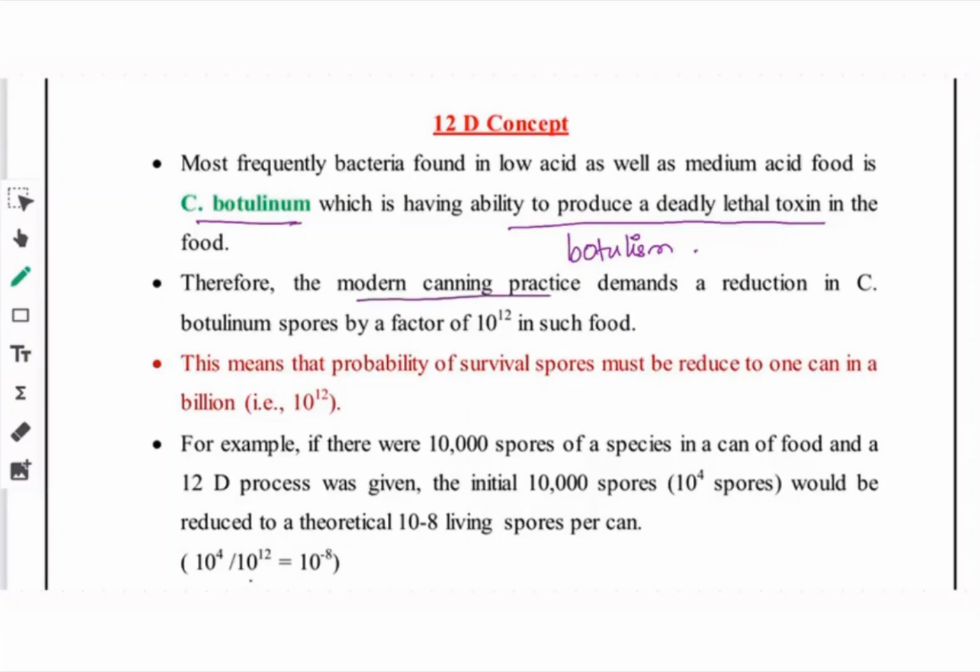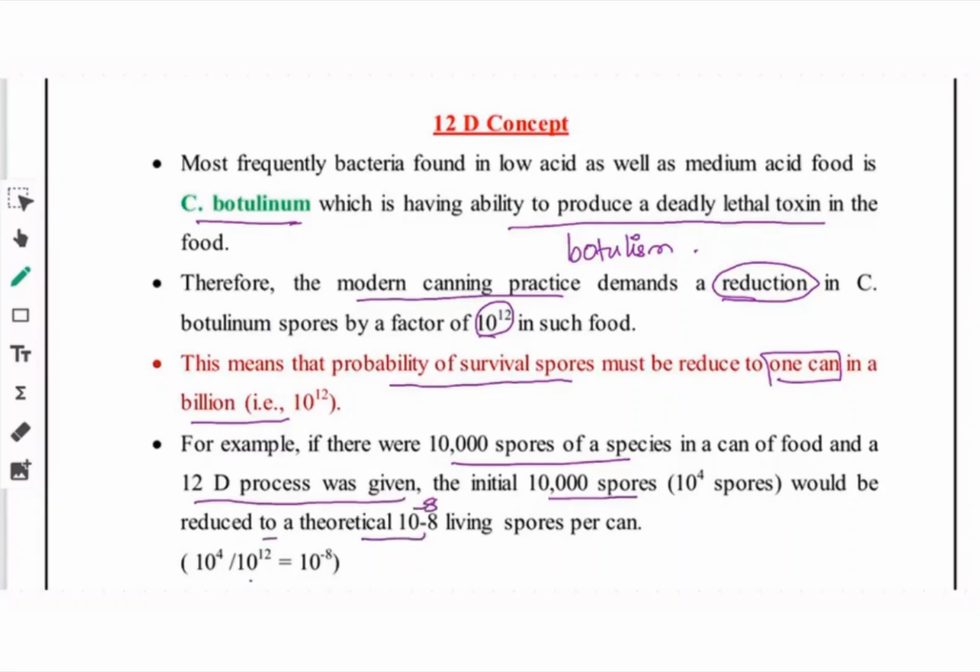Therefore, the modern canning practice demands a reduction in Clostridium botulinum spores by a factor of 10 to the power 12, which means that the probability of surviving spores must be reduced to 1 can in billions of cans. For example, if there were 10 to the power 4 spores of a species in a can of food and a 12D process was given, the initial 10 to the power 4 spores would be reduced to a theoretical 10 to the power minus 8 living spores per can. That is 10 to the power 4 divided by 10 to the power 12 is equal to 10 to the power minus 8 living spores present per can.